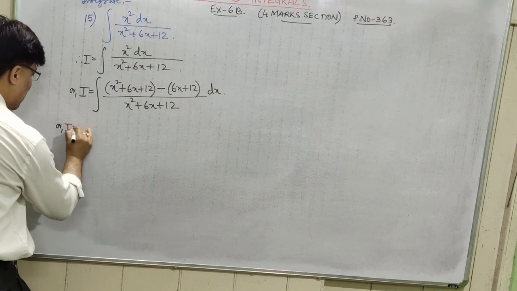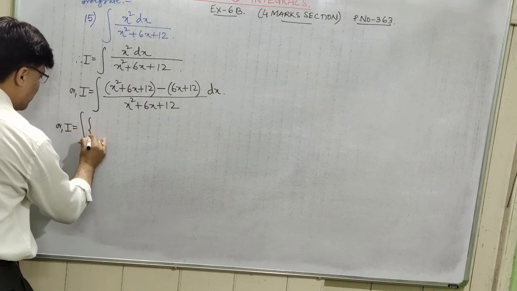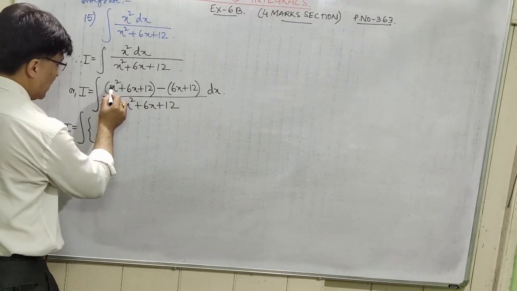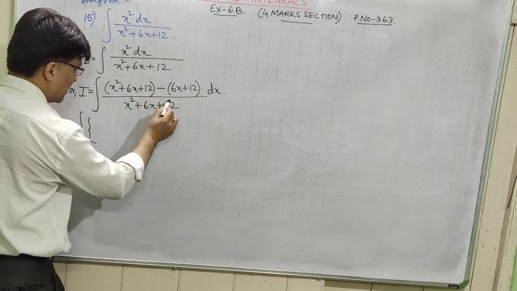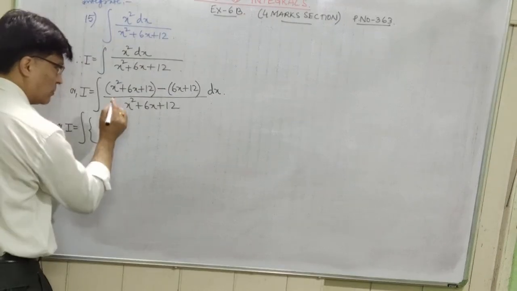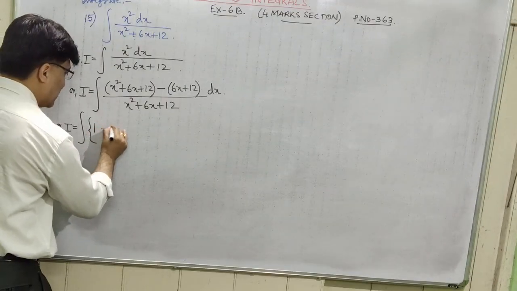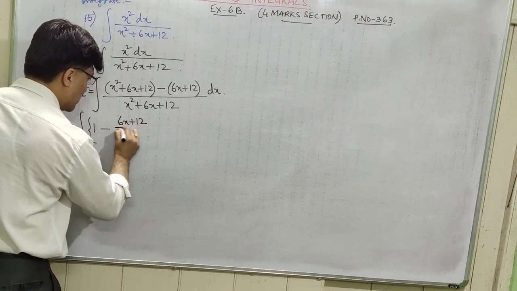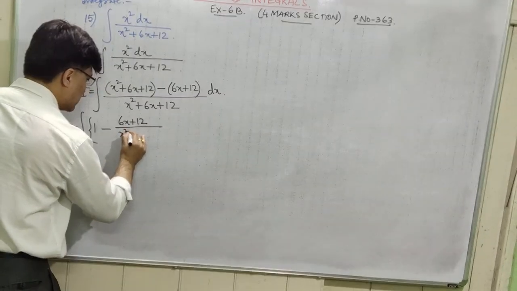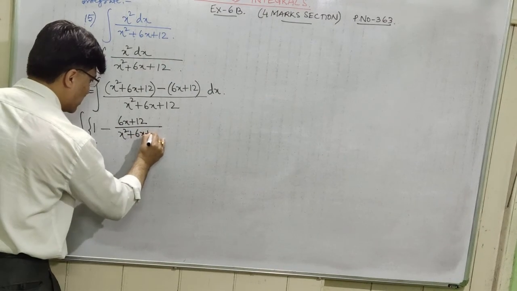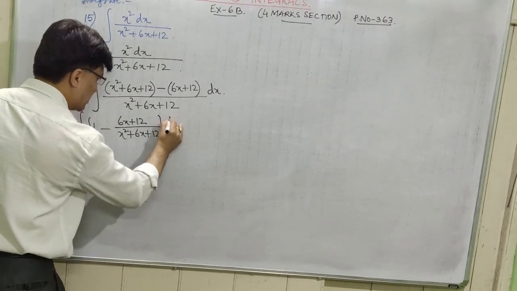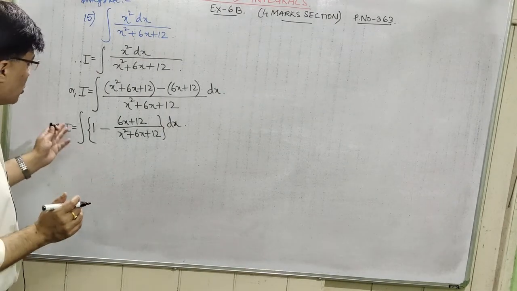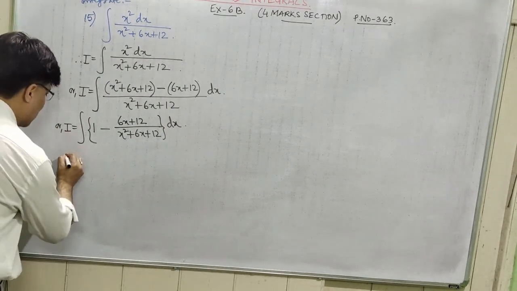So now let us separate this expression. I is equal to integration of, within the second bracket, x square plus 6x plus 12 divided by x square plus 6x plus 12, that is your 1. Minus, the next fraction will be 6x plus 12 divided by x square plus 6x plus 12. The second bracket is closed, then dx. Is that clear? Now you can separate the integral sign and dx.